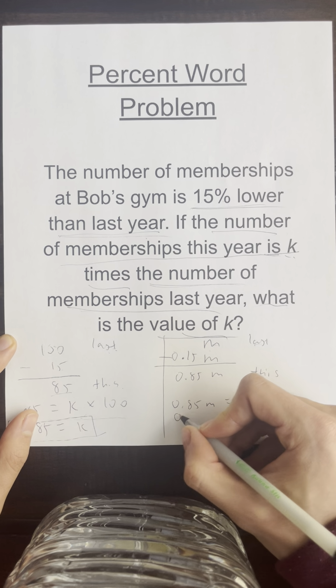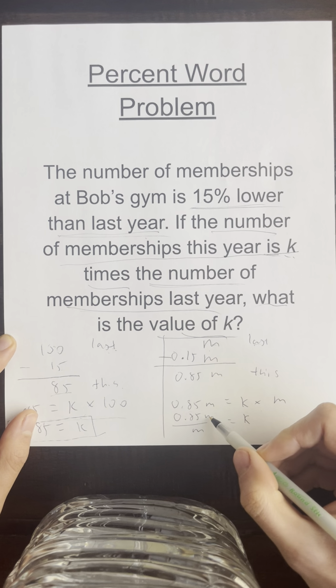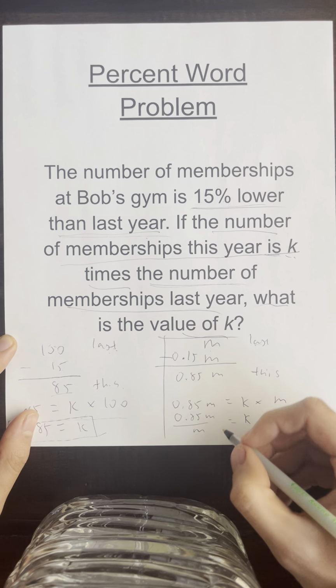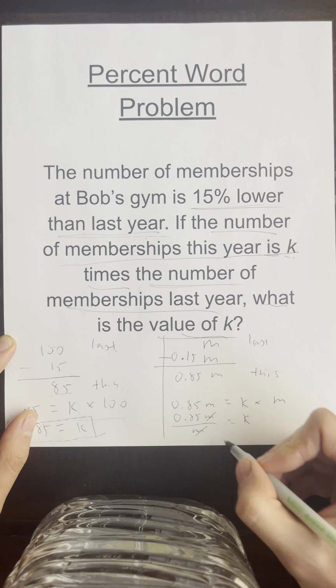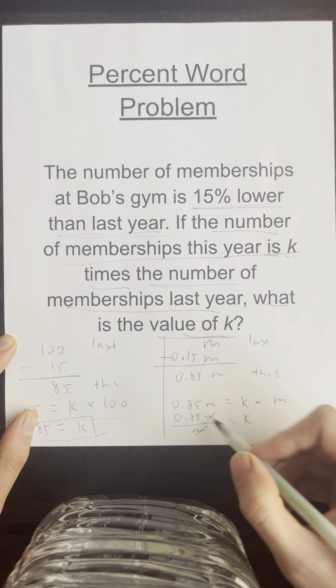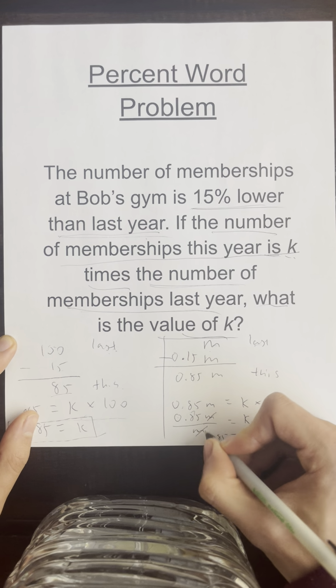So let's go ahead and do that. 0.85 M divided by M is equal to K. Is there something we can cancel out on top and bottom? Yes, because there's M in the numerator and M in the denominator, we can just cross them out, and we get K is 0.85. So this is your answer and your proof.